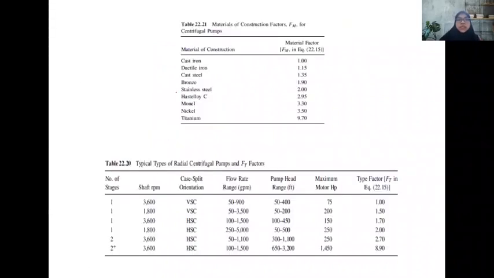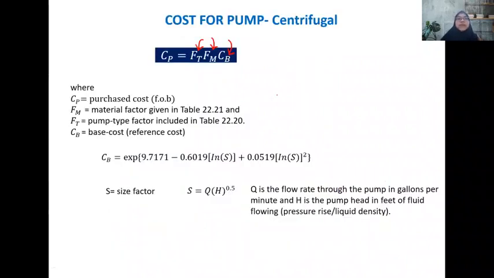Okay, the material is given in table 22.21, and then we can determine the material factor based on the material of construction of the centrifugal pump, whether the pump is cast iron, cast steel, bronze, etc. And the table below here refers to the type factor for the pump. That means we should determine the flow rate, pump head, and the maximum motor horsepower of the pump that give the value of FT.